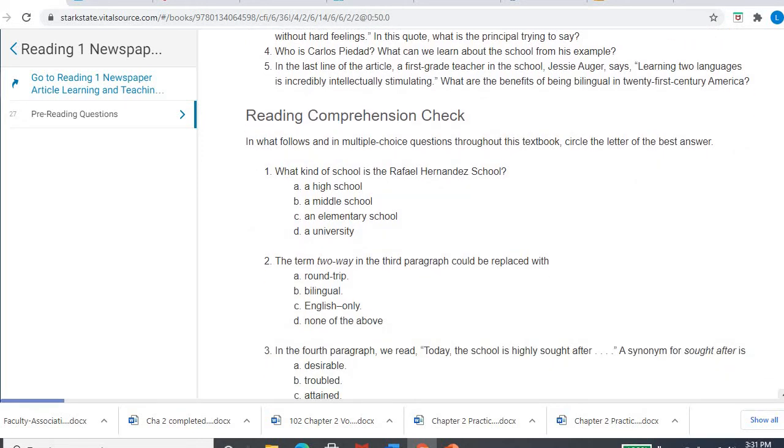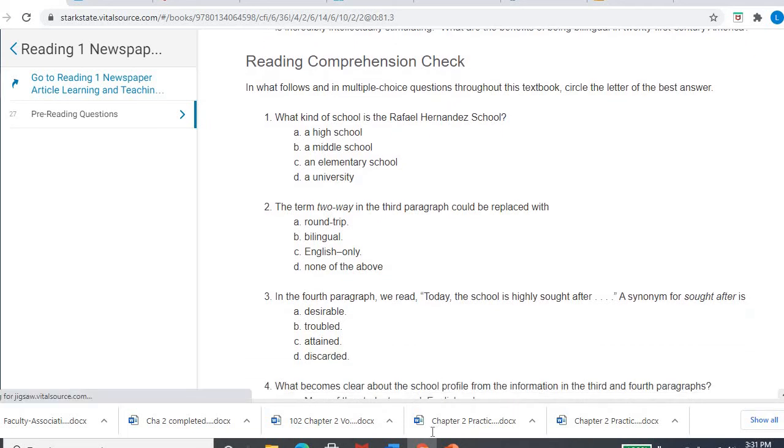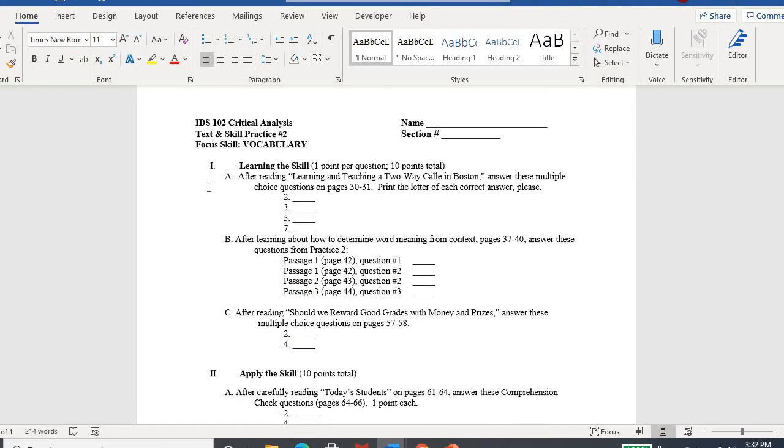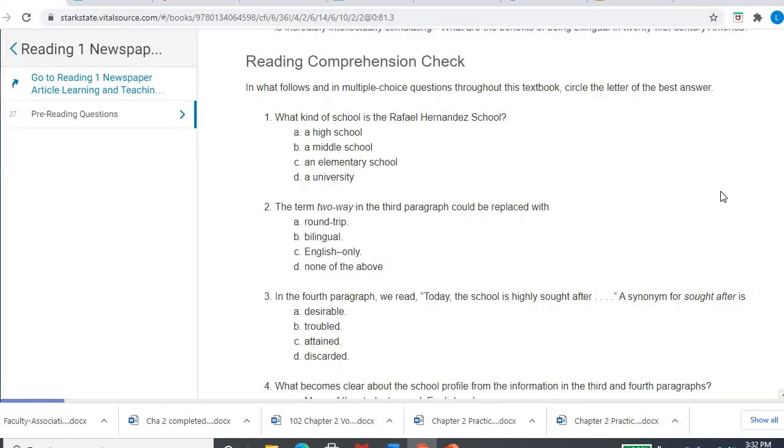So you are answering questions 2, 3, 5, and 7, reading comprehension check. Again, I am getting that from your text and skill practice sheet. We're on Roman numeral 1A, 2, 3, 5, 7. I just happen to have it in front of me in the hard copy format, which is why I'm not really flipping back and forth right now. So I'm going to do the first 2 with you, and then you'll have to answer the last 2 on your own for this particular one.